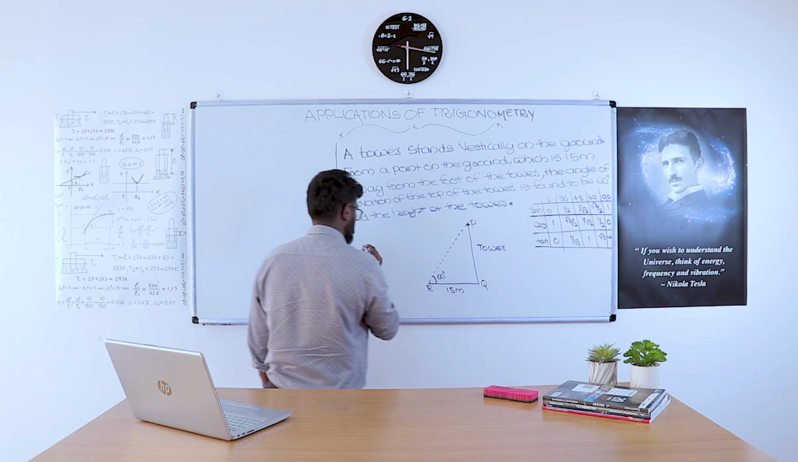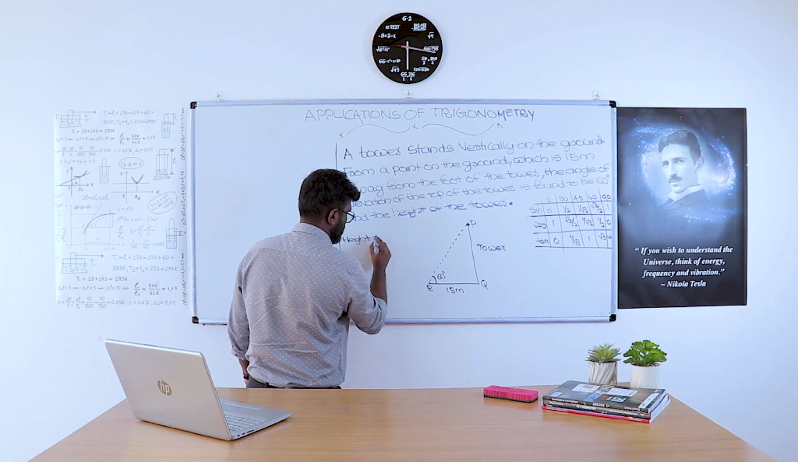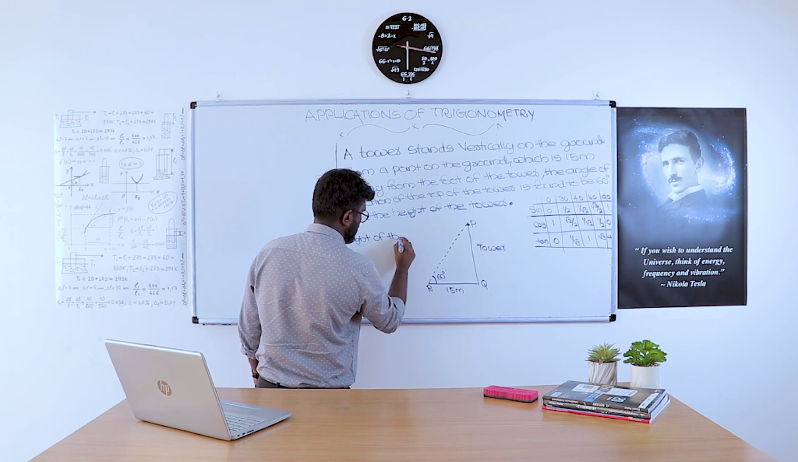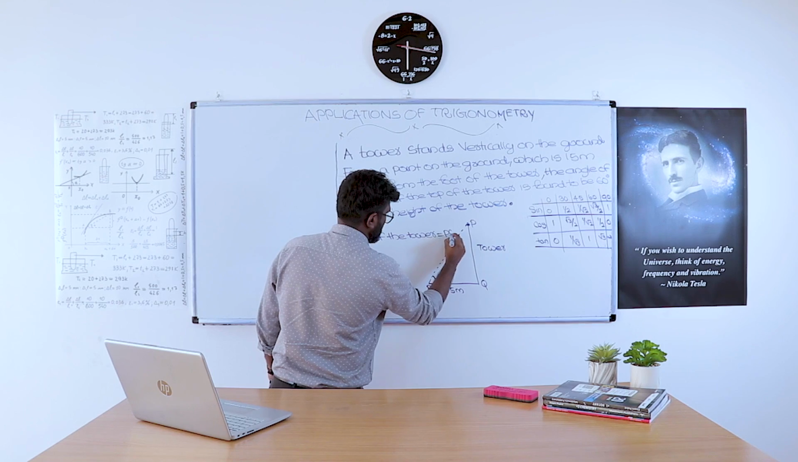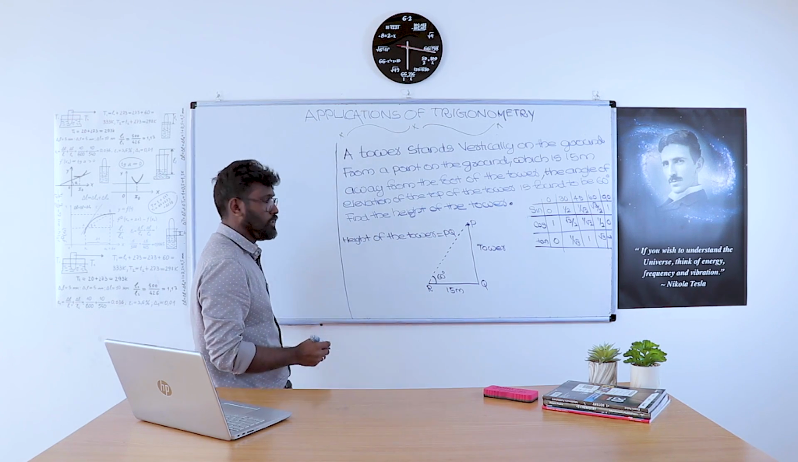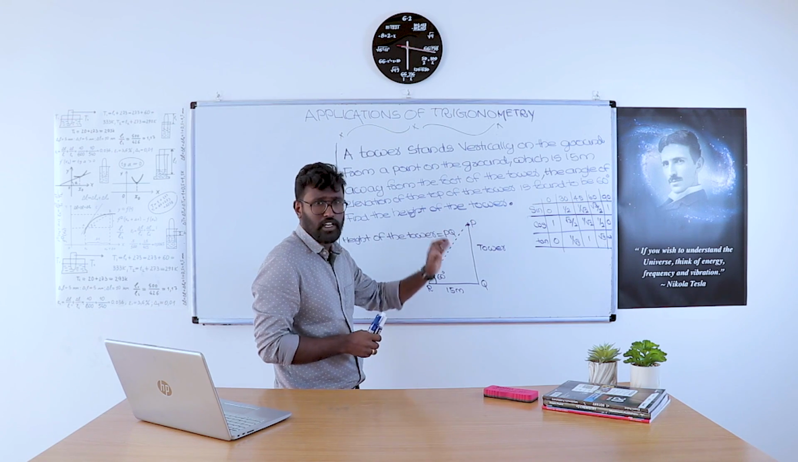The height of the tower is PQ, as we mentioned. We want to find PQ. So, as we know, the definitions of sine, cos and tan.